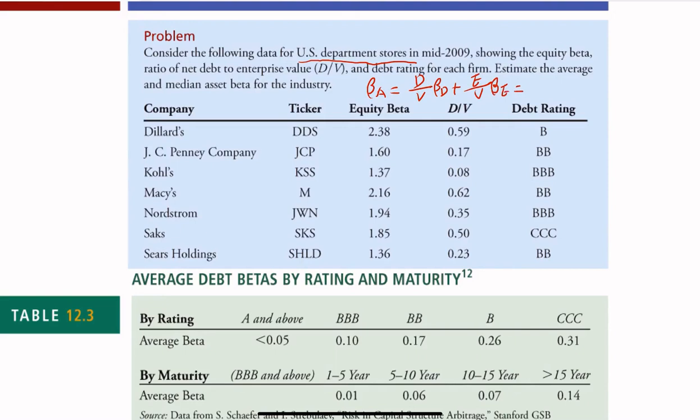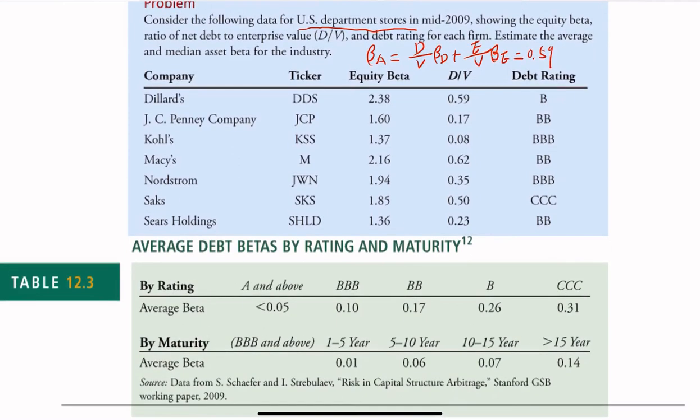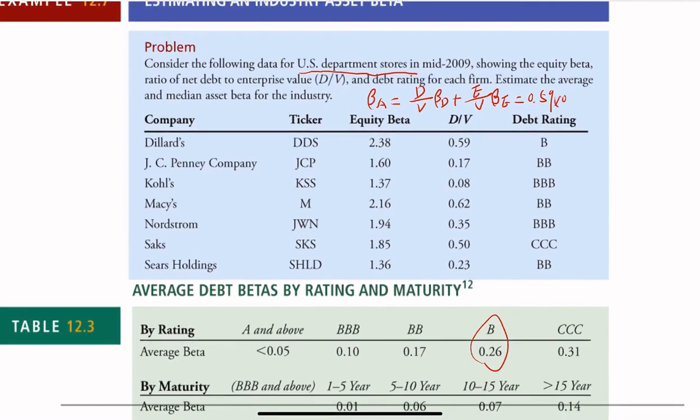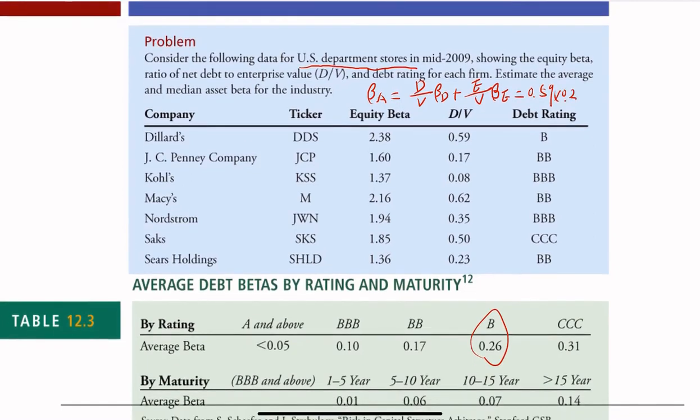Now, what is D divided by V? Well, 0.59. What is beta D? So we basically have to check the table here. If that rating is B, we would use this number. So it's 0.26.